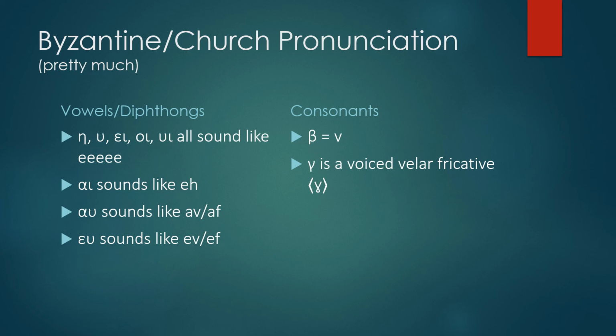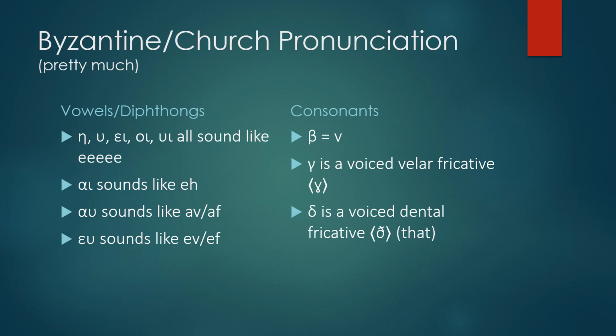The gamma is something which doesn't exist in English for Byzantine Greek or modern Greek. It's a voiced velar fricative, and I don't really know how to do it very well. I don't speak modern Greek. The way I imagine it is trying to make a Y sound at the back of your throat. I would encourage you, if you're really curious, to go onto Wikipedia, look up voiced velar fricative, and see the sample there.